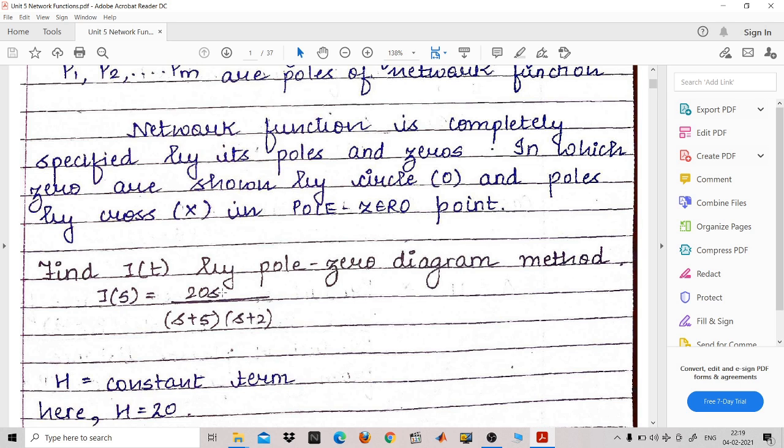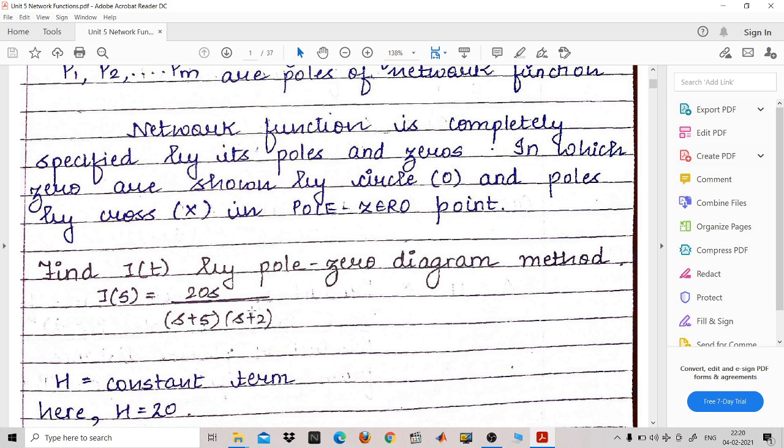It means that this network function will have only one zero, and similarly you have two poles. One pole will be at s plus 5 and the second pole will be at s plus 2. But you have to plot them in the pole-zero diagram.